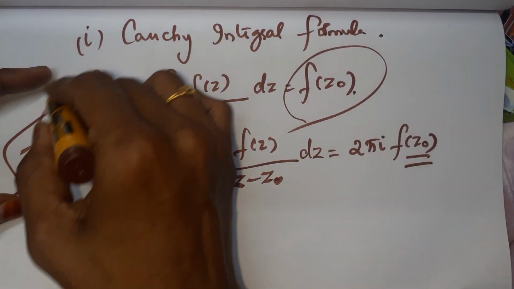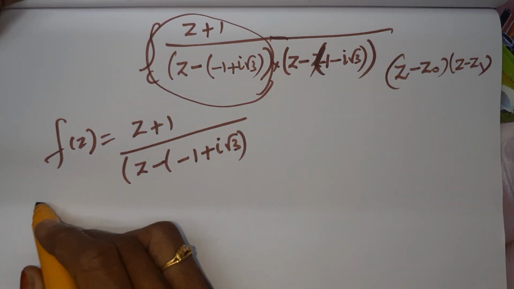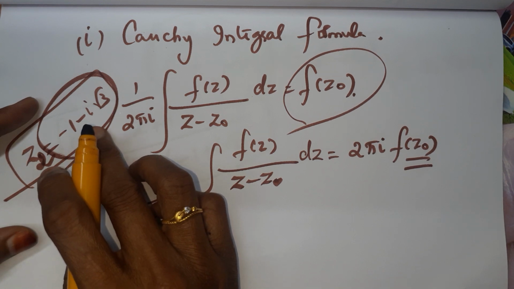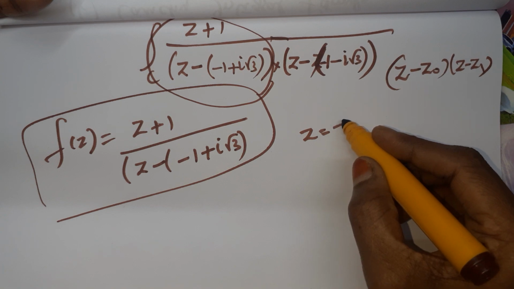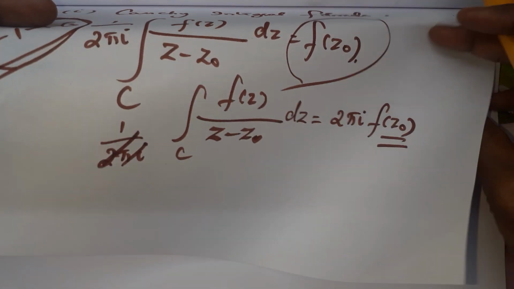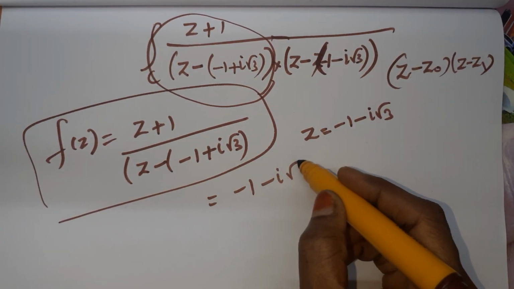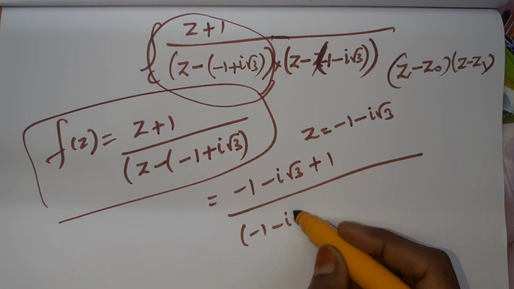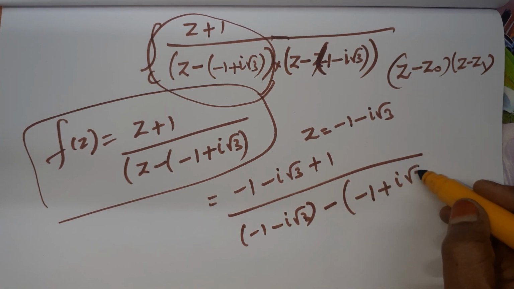So for this we have to take f of z naught. This is our f of z. For which pole are we going to calculate? Minus 1 minus i root 3. So z has to be replaced by minus 1 minus i root 3. When we substitute, it is minus 1 minus i root 3 plus 1 by minus 1 minus i root 3 minus (minus 1 plus i root 3).